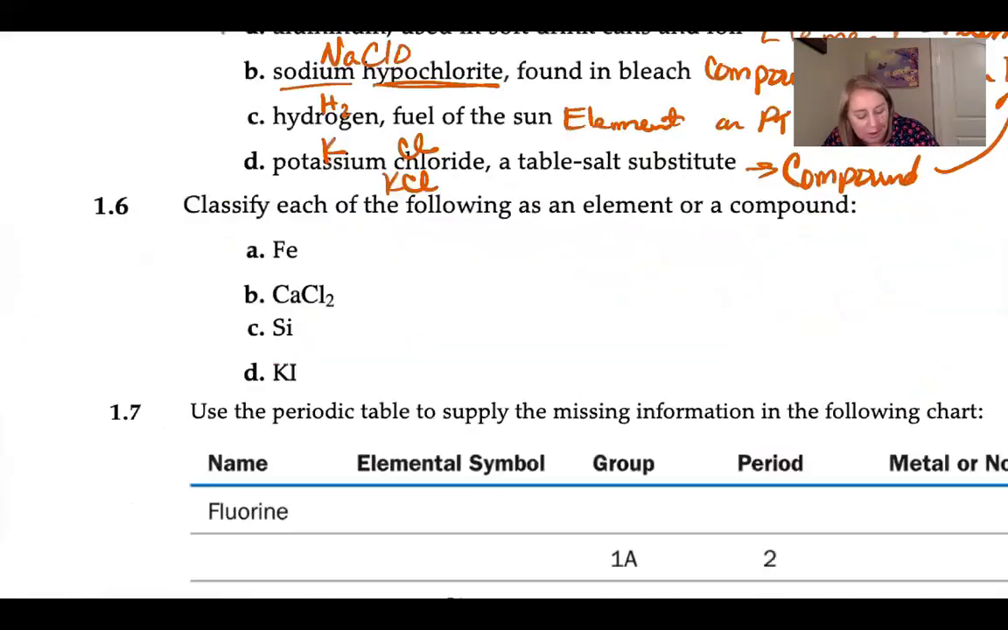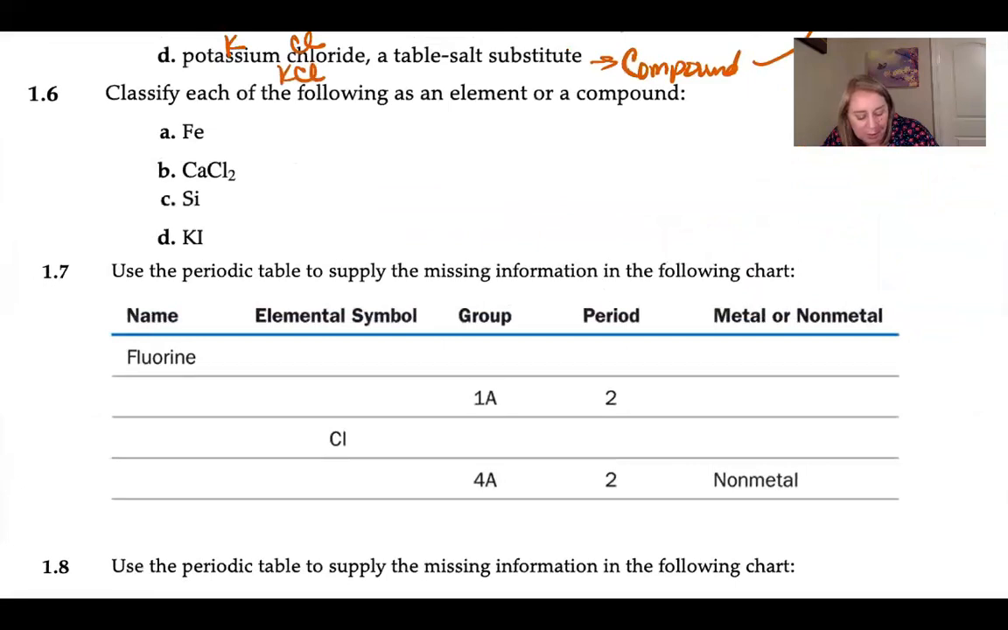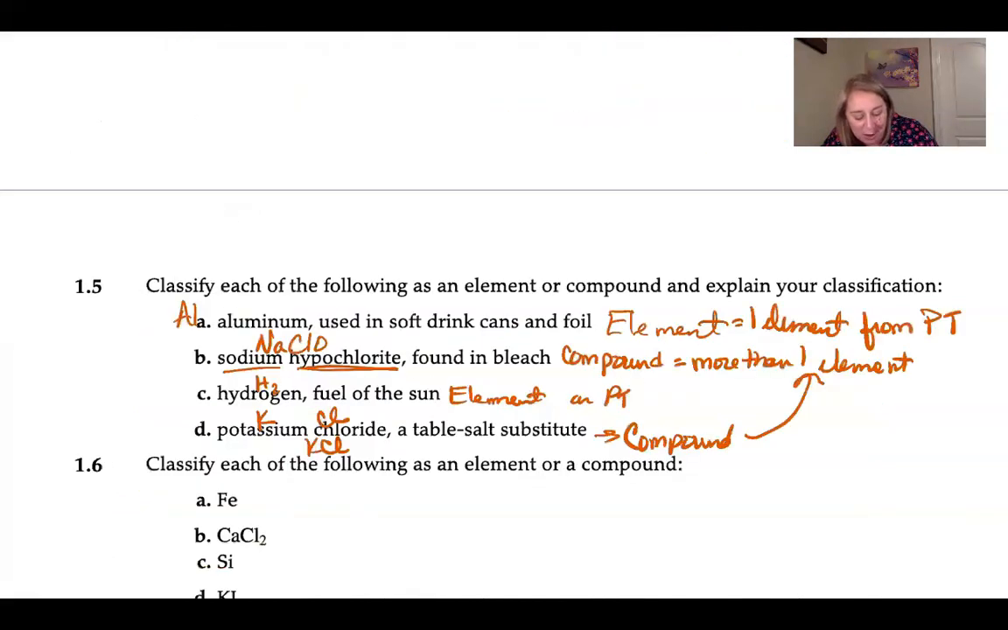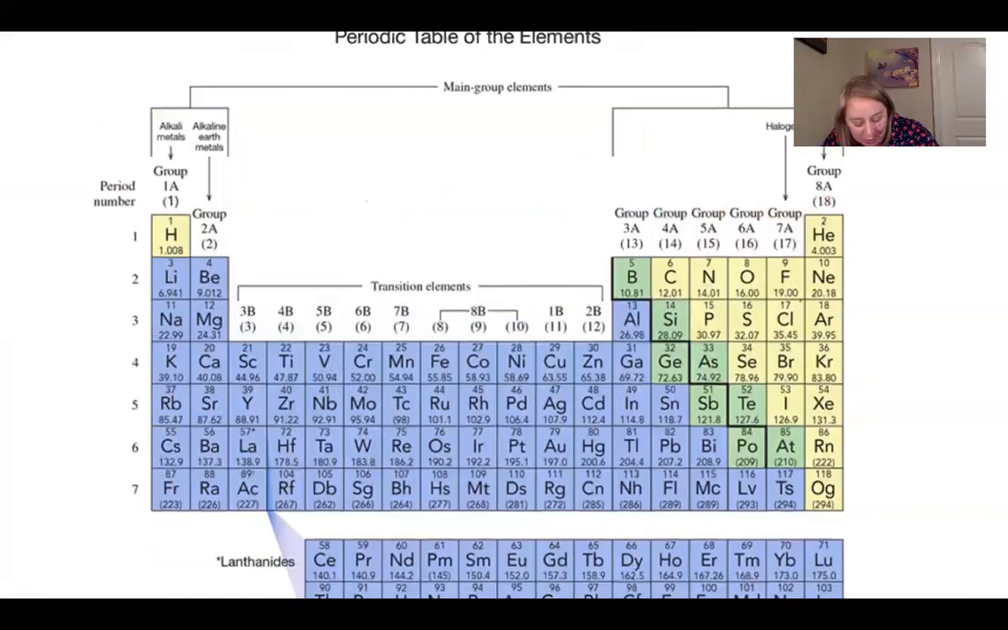All right, let's see. Use the periodic table to supply the missing information in the following chart. Everything's on the periodic table except for this part. You kind of have to get familiar and try them out. So fluorine. Fluorine is an F. So if you go to the periodic table, we need the group, the period, and is it a metal or a non-metal? Okay, so you got to find F. Here's fluorine. We want to know the group. So in fluorine, we're in group, and you could list it as the IUPAC or the AB. Doesn't matter to me.